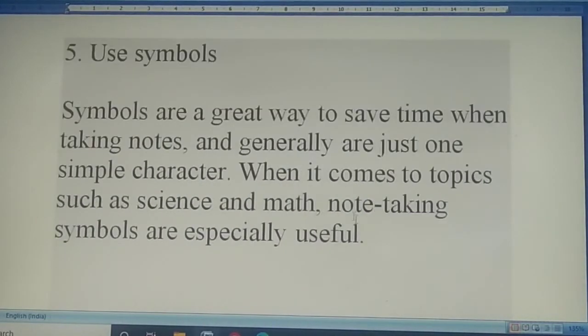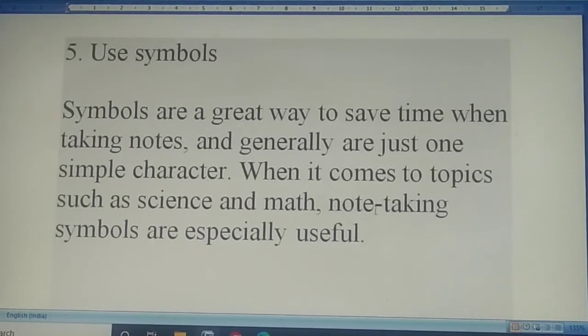Then the next point, use symbols. Symbols are a great way to save time when taking notes. There are some universally accepted symbols, you know that, children. For example, for the metals and all that, lead is Pb. So that you of course cannot change, okay? Example, e.g. and all that. And they are generally just one simple character.